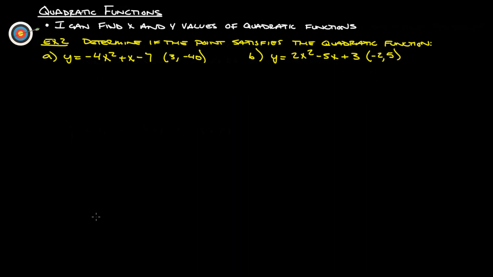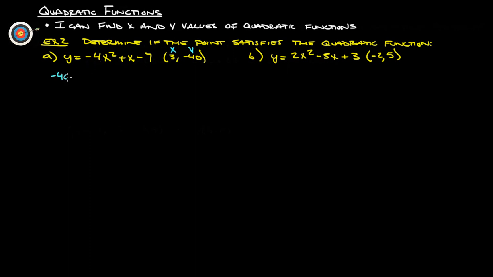Example 2, determine if the point satisfies the quadratic function. So if this point is to satisfy this function, what they're really asking is, is this point on this function? Okay, so all we want to do on that is plug the 3 in for the x, and negative 40 in for y, and see if these two sides are equal.